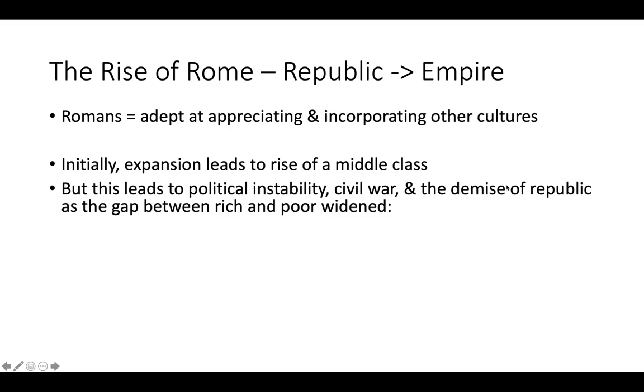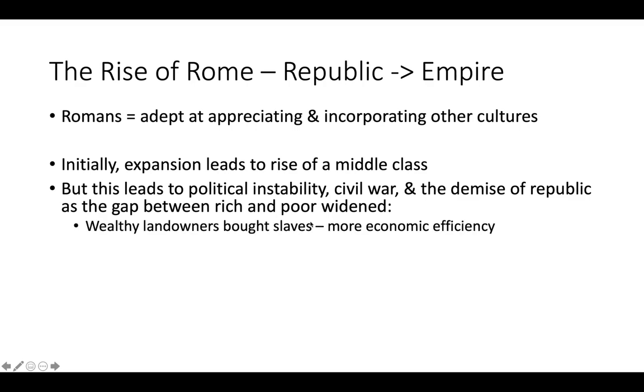But before the dictators come up, as the middle class rises, eventually there becomes a tipping point where some people are able to amass more and more wealth and power, and then they displace the poor on the land that they come to own. What I'm saying here is this trajectory of the rise of the middle class leading to the gap between rich and poor widening.